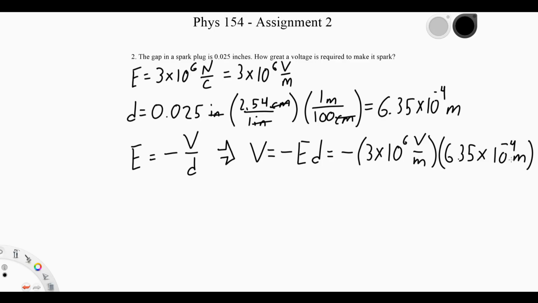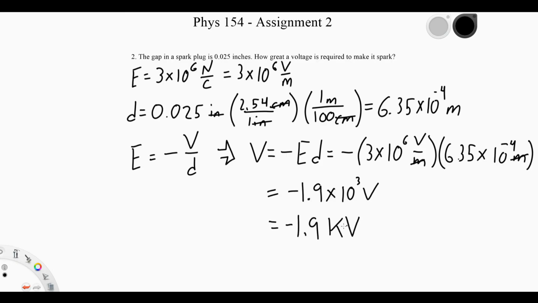And here the meters just cancel out. We're left with volts, which is perfect for a potential difference for our voltage. So this should come out to be about negative 1.9 times 10 to the 3 volts, or negative 1.9 kilovolts. And this is a potential difference.